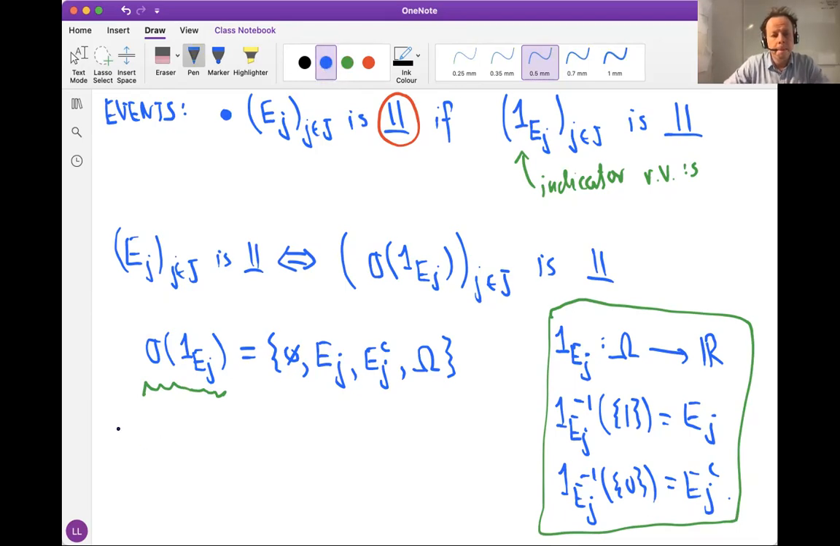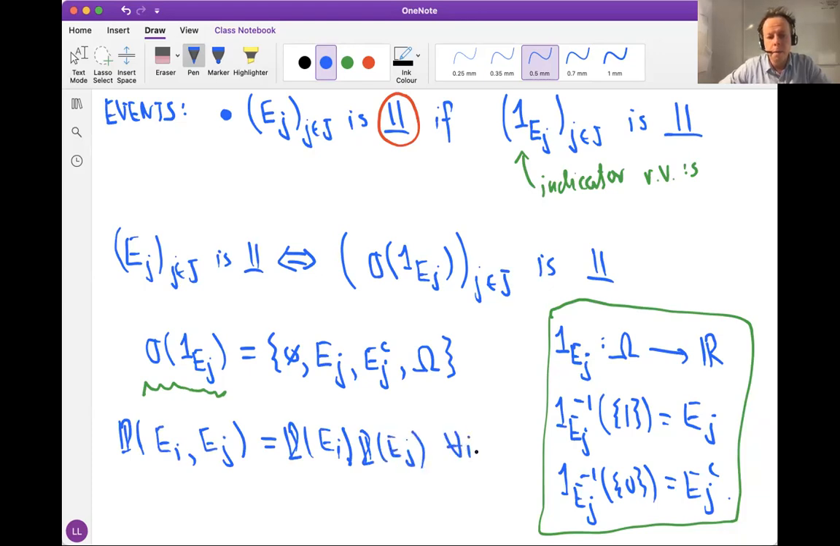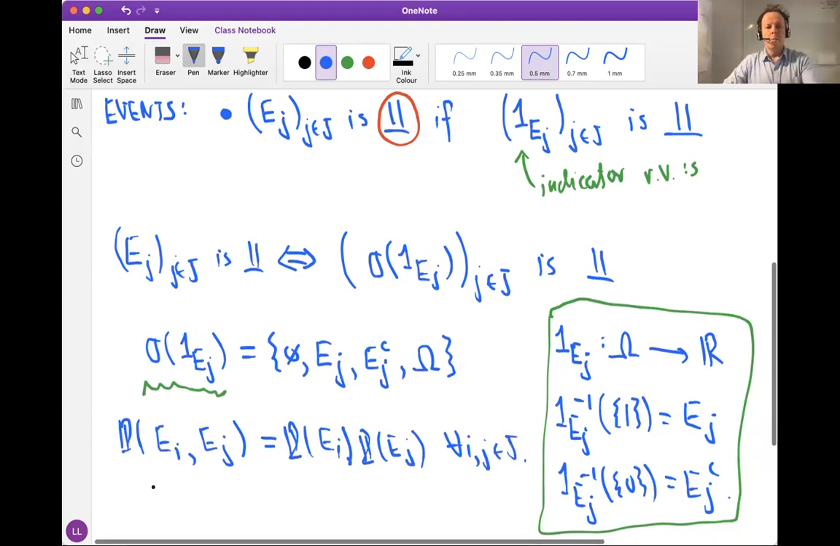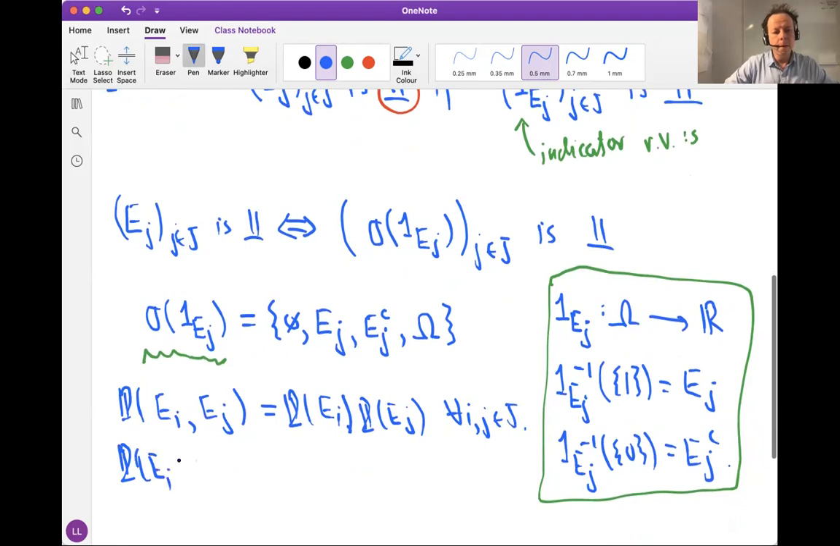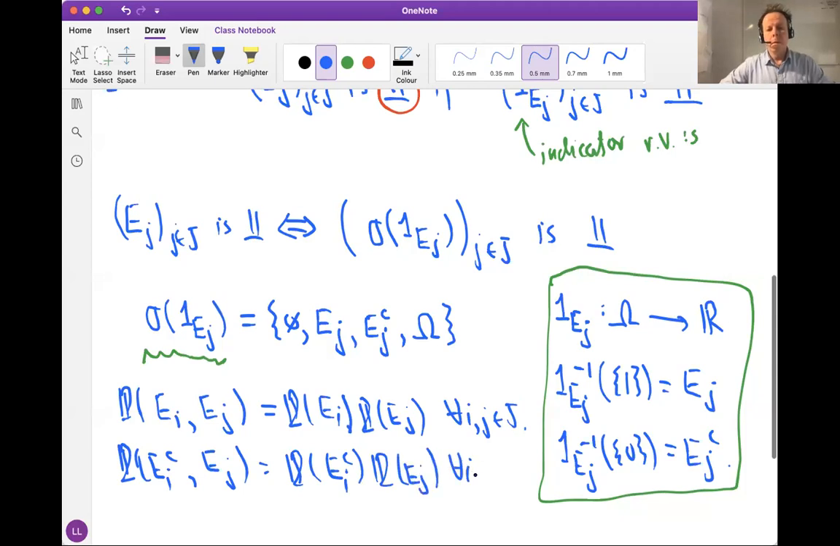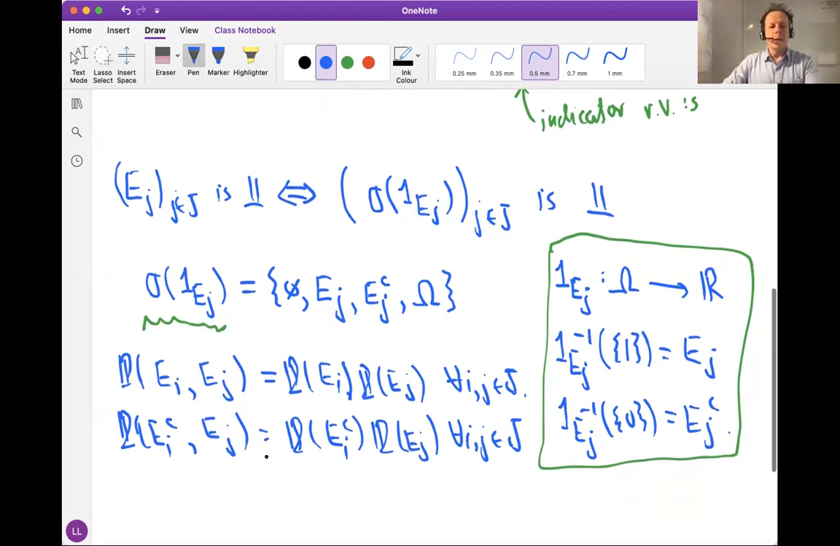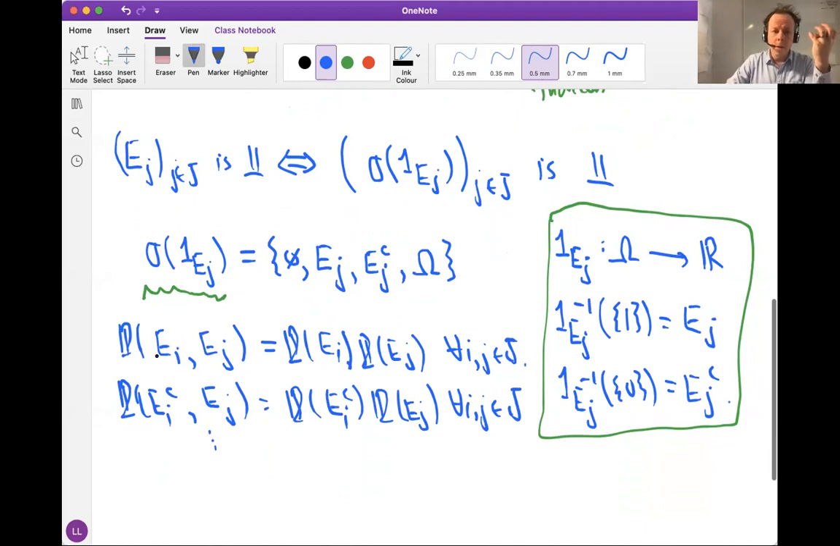It means, for example, that the probability of EI and EJ must factorize for all distinct indices I and J in the index set J. But it also means that the probability of EI complement and EJ should also factorize, for all indices I and J in this collection J, and so on. So we need to look at this factorization for any finite collection of events, but also we could include complements and so on.